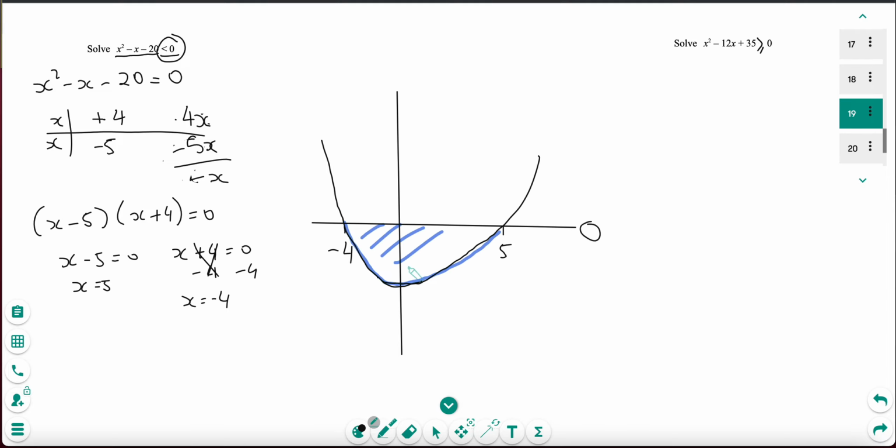So it's basically from here all the way to here. So we can say x is more than negative 4, but less than 5. All right, and that's our answer.